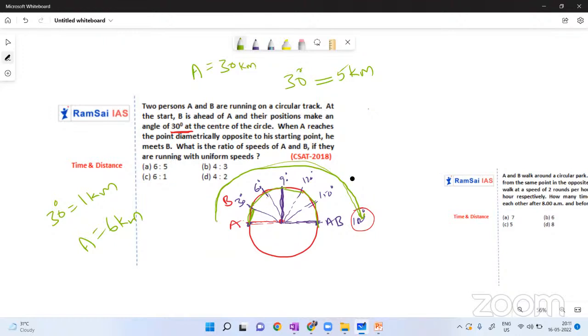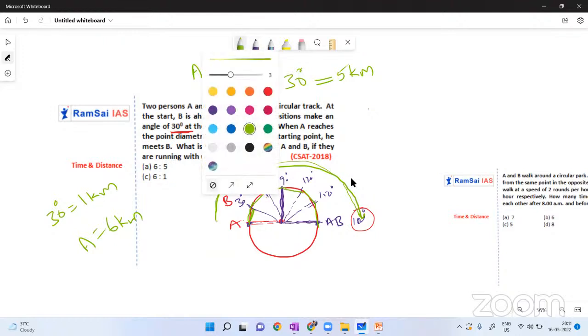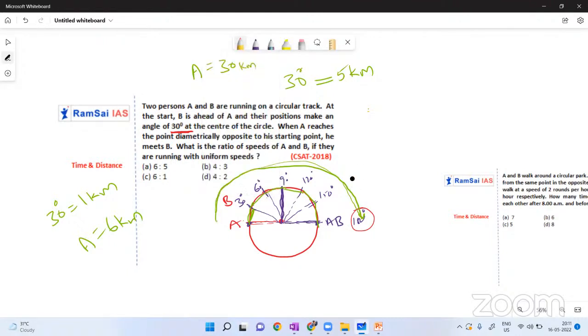Okay. Now they met each other. So B traveled how much distance? I'll go with another color, pink, or I'll go with green, yellow. B traveled this much distance. So B traveled 1, 2, 3, 4, 5 kilometers. So B traveled 5 kilometers. What is their speed ratio? 6 is to 5, which is in option A.